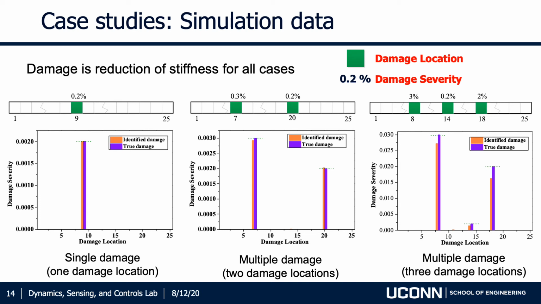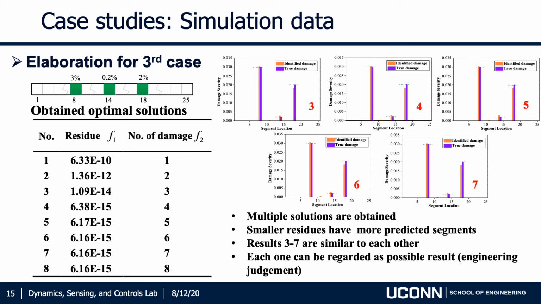Firstly, the cantilever plate is divided into 25 segments, and we define the damage location and severity as shown in the pictures. There are 3 different cases with 1, 2, and 3 damage locations. By solving the optimization model, we obtained the identified results as shown in the figures. We can see that the algorithm identifies damage location and severity at the same time. Without loss of generality, here we use the third case to elaborate how the algorithm works.